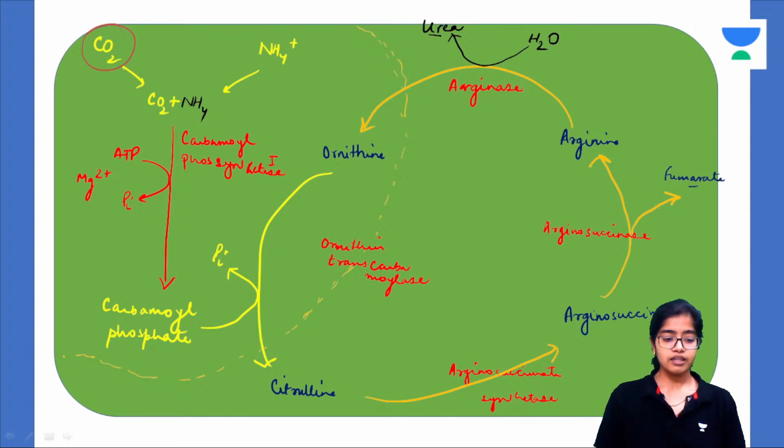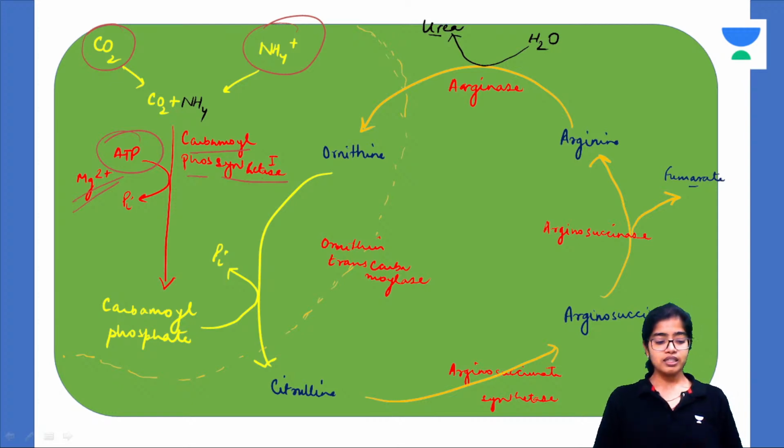Carbon dioxide and ammonium ions will combine in the presence of the enzyme carbamoyl phosphate synthetase 1, CPS1. Since it is a synthetase, it will utilize ATP, and it will have magnesium as the cofactor. What will it synthesize? It will synthesize carbamoyl phosphate. So carbon dioxide and ammonia, in the presence of carbamoyl phosphate synthetase 1, form carbamoyl phosphate.